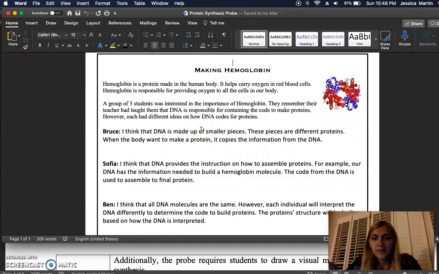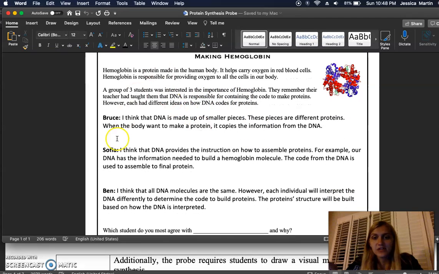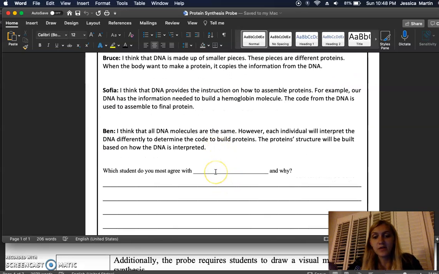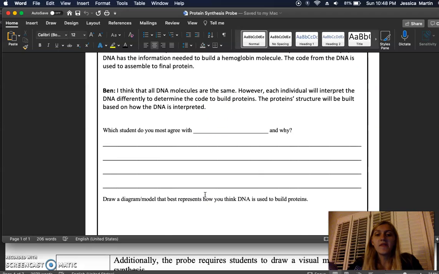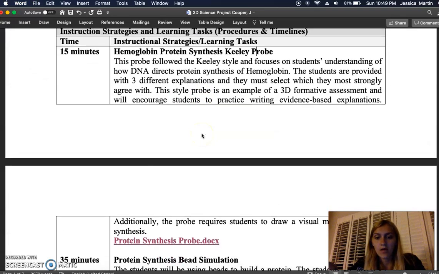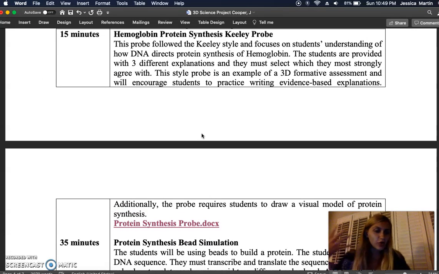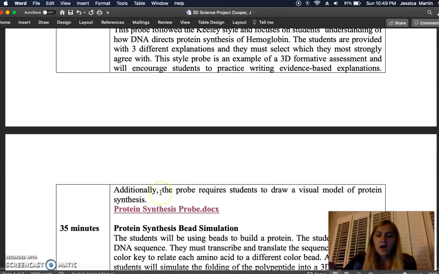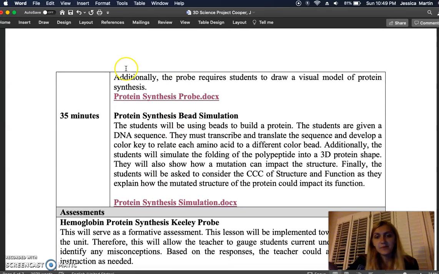And so the Keeley probe prompt, it shows 3 different students' ideas about how DNA encodes for proteins, and the students will say who they agree with most and why, and then they'll also kind of create a visual model or diagram of how we go from DNA to RNA to proteins. All right, that's a kind of an early formative assessment. And then the bulk of the lesson will be about doing this protein synthesis bead simulation. So let's show us that.